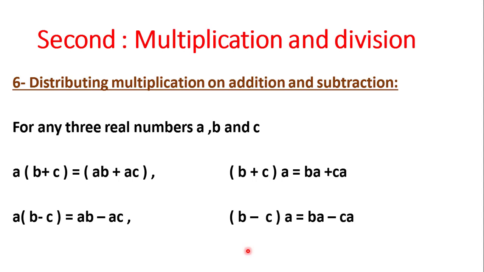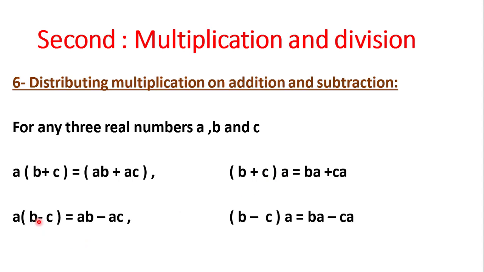In addition to the mentioned properties, we have also distributing multiplication on addition and subtraction. So for any three real numbers a, b, and c, if you have a multiplied by b plus c, you can multiply a times b, then a times c, and add the two results. So a times b plus c is the same as ab plus ac. The same way, if you have b plus c times a, it will be ba plus ca.